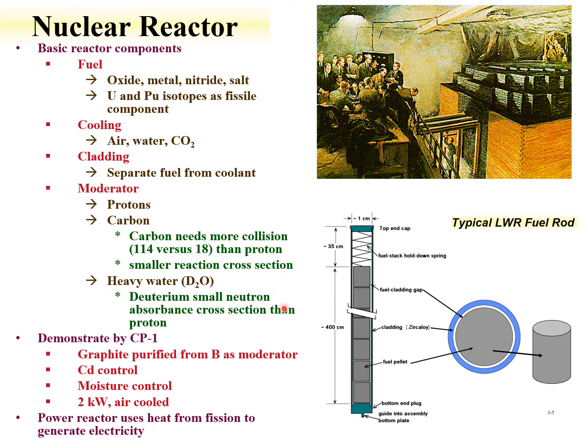As I stated earlier, the first reactor is the Chicago Pile 1, the CP1, and this demonstrated a number of the properties that we discussed here. It had a graphite moderator. It was purified of boron, since boron has a large neutron capture cross-section. Cadmium was used as a control to control the reaction with the neutrons. There was also moisture that was used to control, and it was an air-cooled reactor, and it gave off about 2 kilowatts of heat.